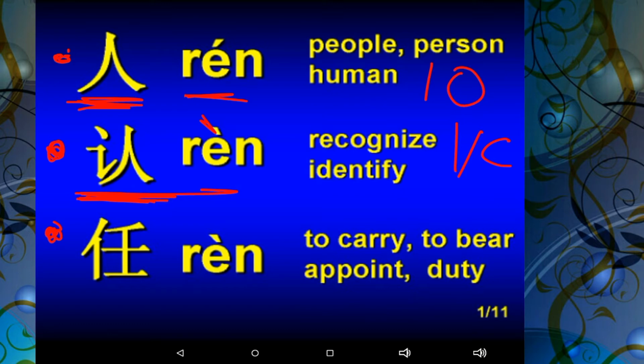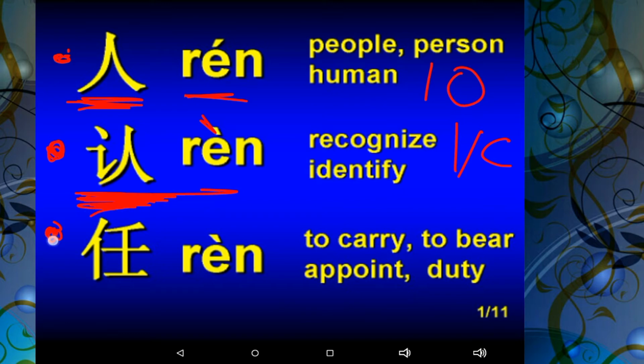Remember, we're learning how to read, write, and speak. Also, holistically, I'm teaching you how to understand the Chinese language, and this particular Ren character, which means to recognize and identify, is a VC character in the top 150.